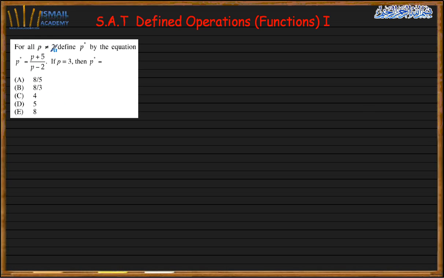So here, for all p not equal to 0, we have p star, which is my new operation, defined by p plus 5 over p minus 2. As you see, p is not equal to 2 because the denominator of this fraction is p minus 2. If p equals 2, we'll have 0 in the denominator. This is why we exclude 2 from the set of numbers that may be used by p. So here the number star is the number plus 5 over the number minus 2.